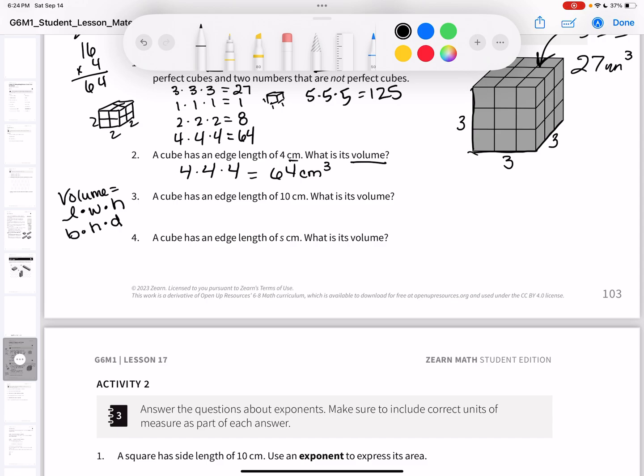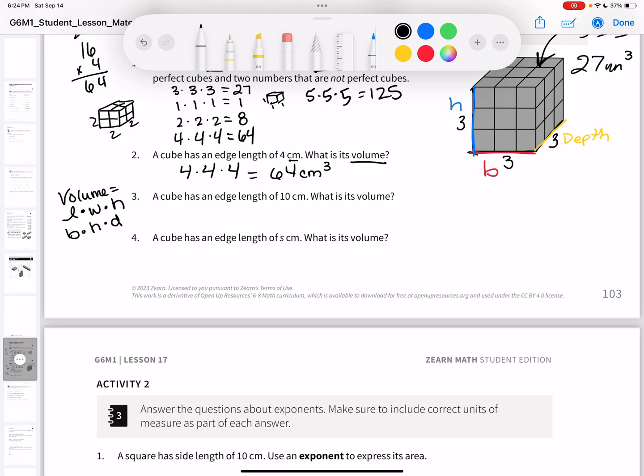So base times height times a new term, depth. How deep does it go back? So depth. So we have an edge length of 10 centimeters.